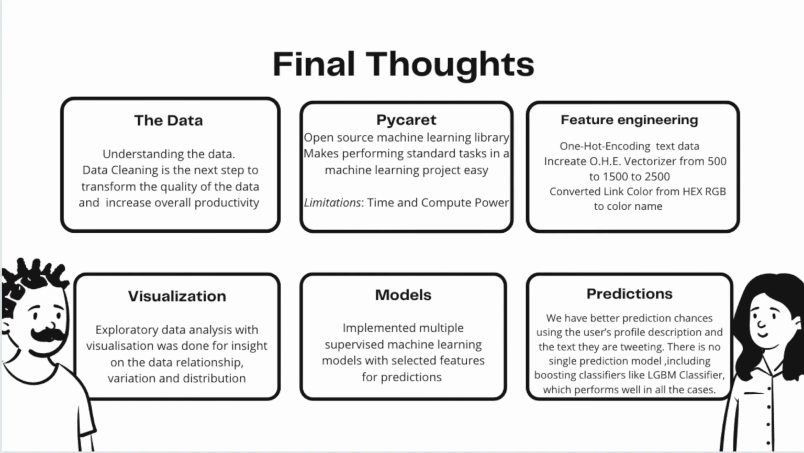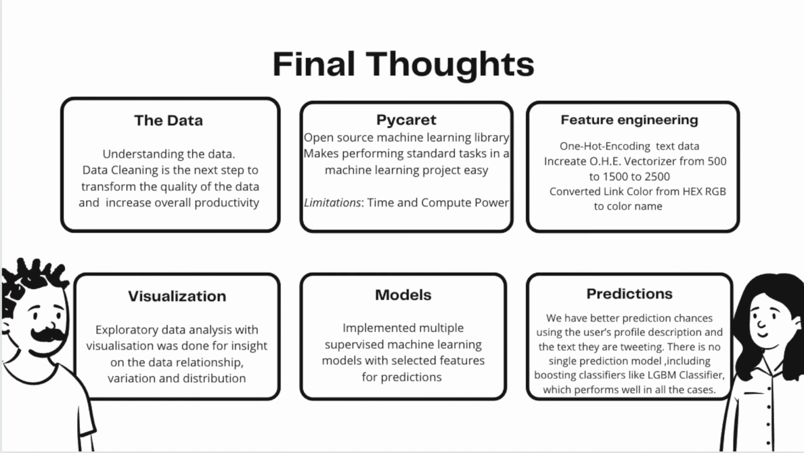After that, we also implemented some feature engineering techniques to see if the accuracy score goes higher while using PyCaret. It actually did increase the accuracy score. We did one hot encoding on the text data. We converted the link color to color names. We also played around with the vectorizer.